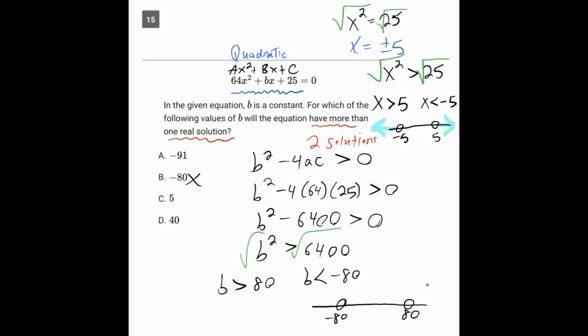The solution has to be north of the 80. It could be 80.00001, but it can't be 80. Or south of the negative 80. So anything smaller than that except for the negative 80 itself. So which of these answers fits in there? Well, the negative 91 is like right around there, I guess. And so that would be answer choice A.